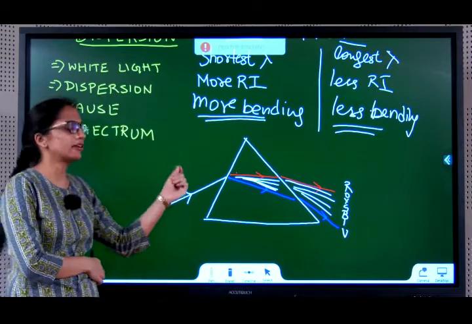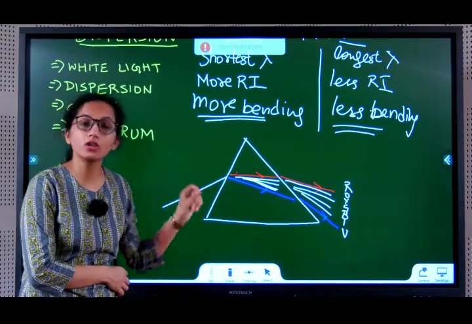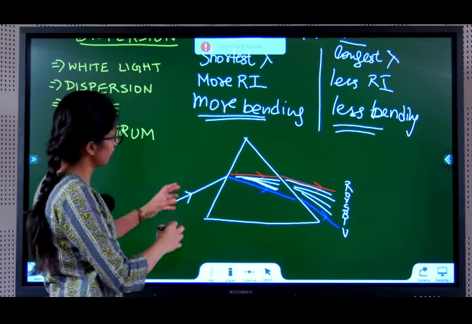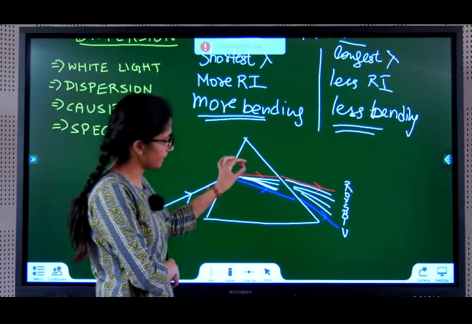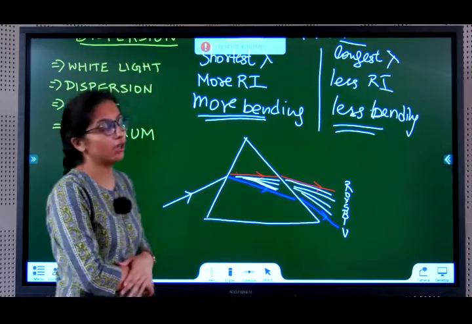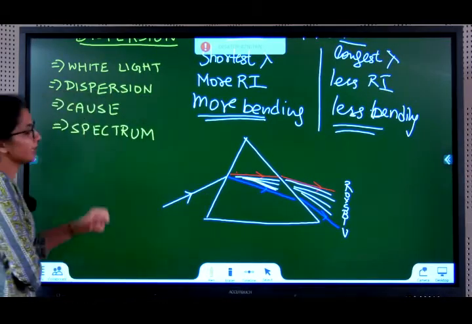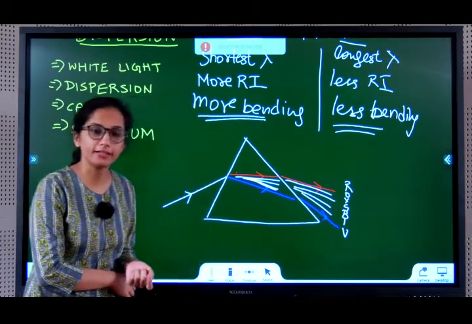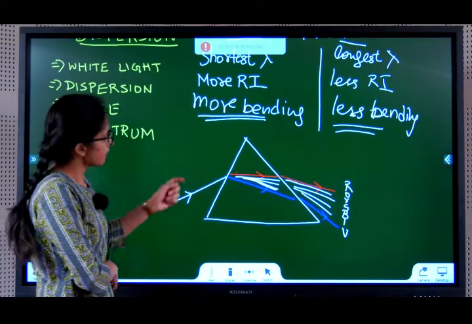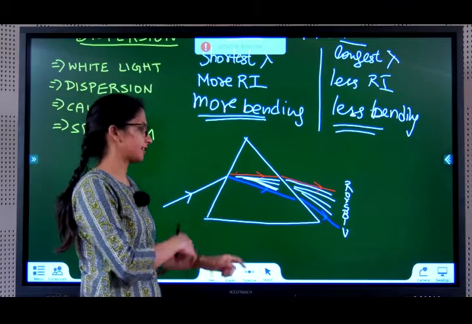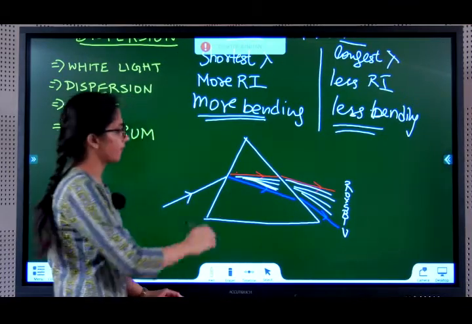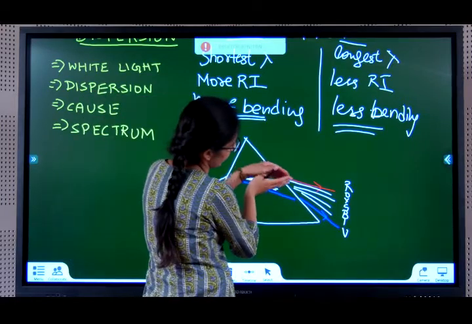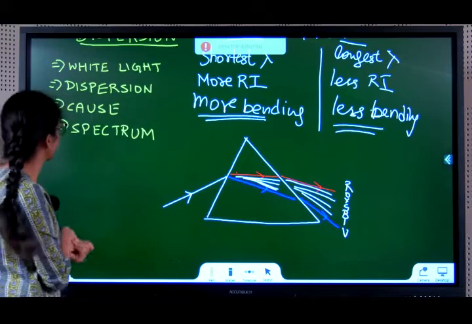Dispersion, the splitting up of white light into its 7 constituent colors, is called dispersion. The phenomenon of splitting up of white light into its 7 constituent colors is called dispersion. Cause, why does this happen? Different colors of light have different refractive indexes. Because they have different refractive indexes, the speed varies and the bending varies, which is why the white light splits into 7 colors.